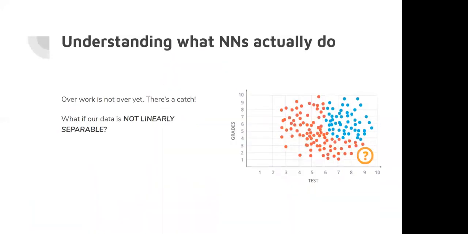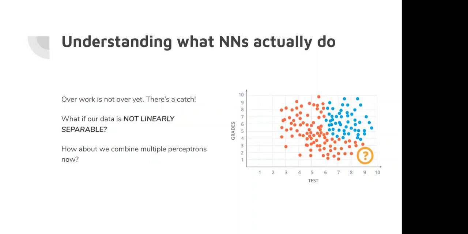Now there's a catch. The catch is that seldom is our data linearly separable, meaning you cannot really draw a line and have two sides of it. What you actually have is something like this: data which cannot be linearly separated. You cannot draw a line like this. You probably need some kind of a curve, and that's where your single perceptron fails.